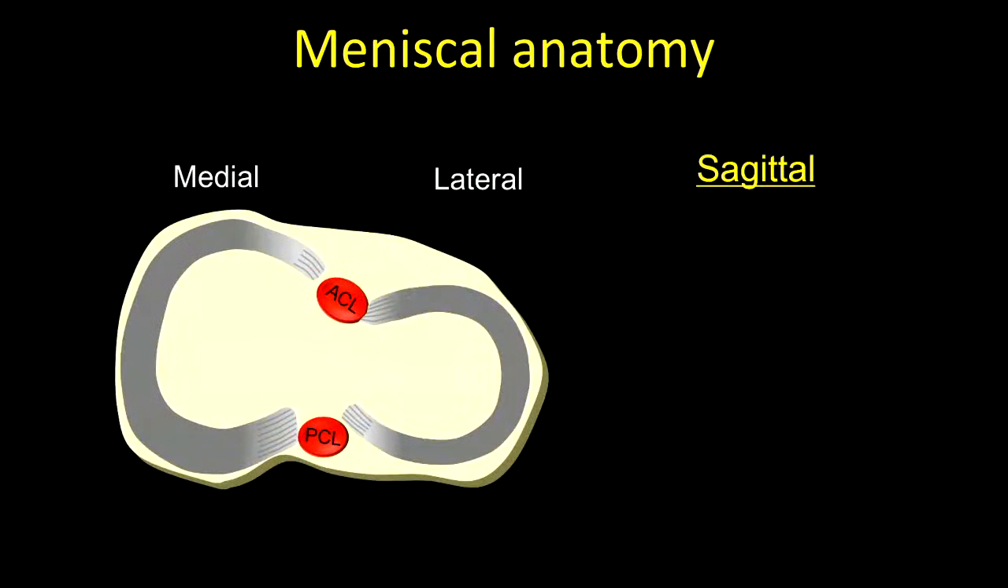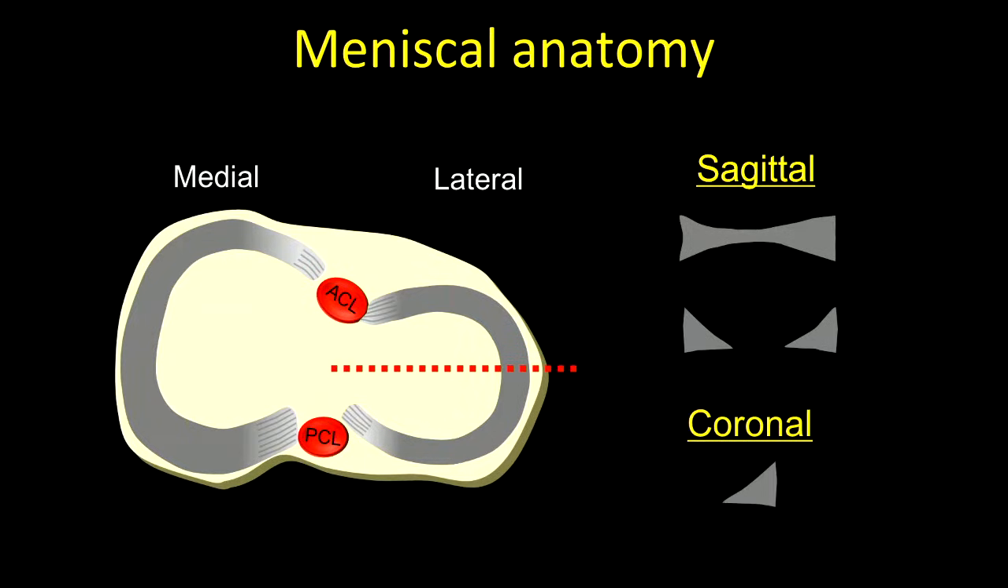If we then look through the lateral meniscus and we take a sagittal slice through the body, again we're going to see a bow tie appearance, and as we pass more centrally, you'll see that the anterior and posterior horns of the lateral meniscus are of the same size. Again, when we look on the coronal slices, you're going to see a wedge-shaped structure.